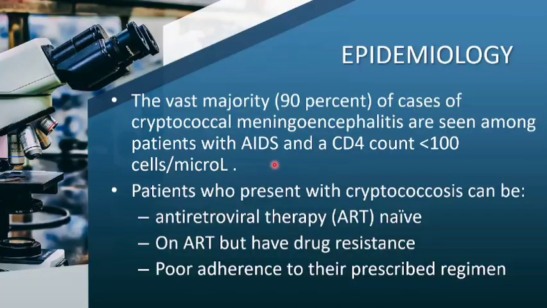So who do you see presenting with this condition? An ART-naive patient, someone who was never on ART. It's the new diagnosis. Then the patient will come with features which I will talk about later. The other way is when the patient is already on ART, but there is a drug resistance. And the third way is when someone is on ART, there is no drug resistance, but poor adherence to the medication. All these three could be the reasons why an HIV patient could present with cryptococcal meningoencephalitis.